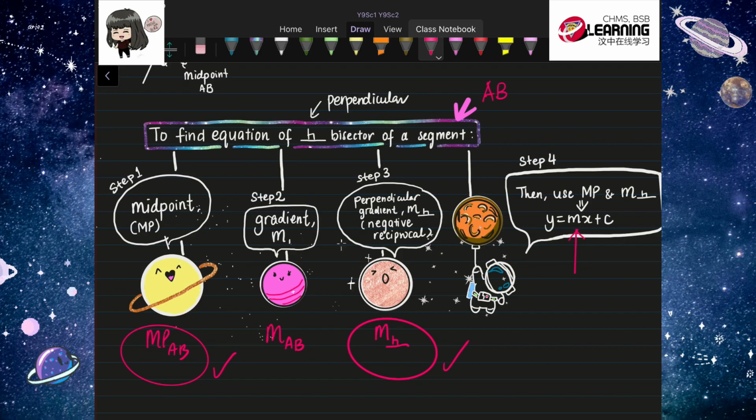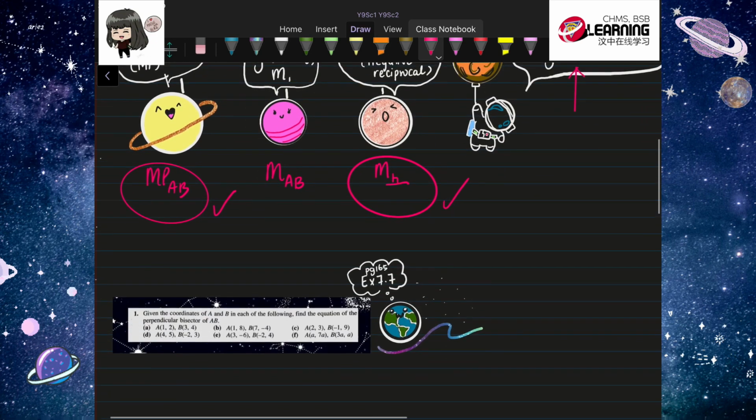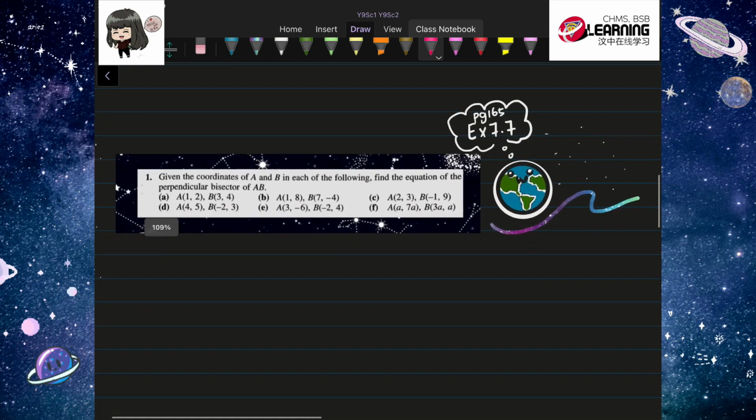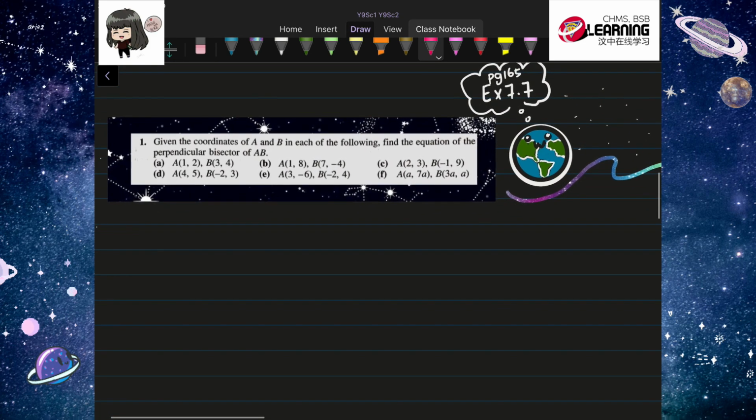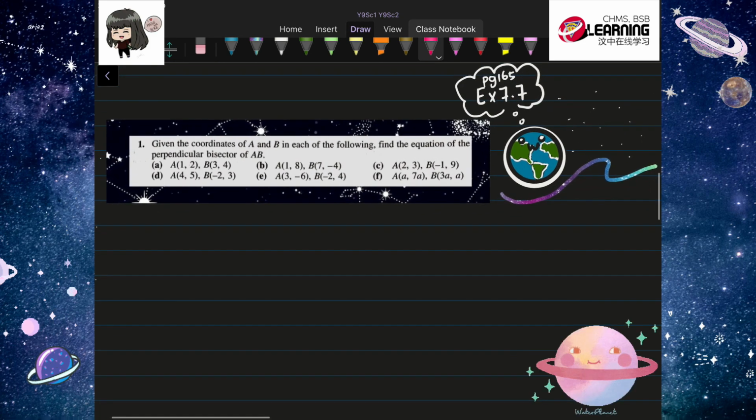Okay? So let's go to the question. I go to the question straight away without the example. I assume this is your example already. I show you this. So this is exercise 7.7, page 165. You must copy the question. So A, B, C, D, E here. I'm going to explain to you part E.